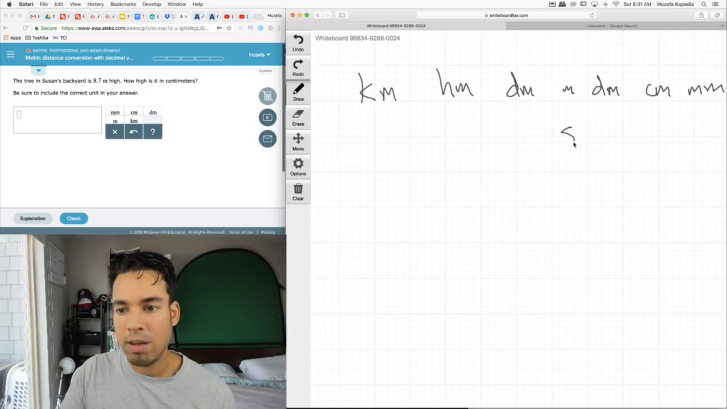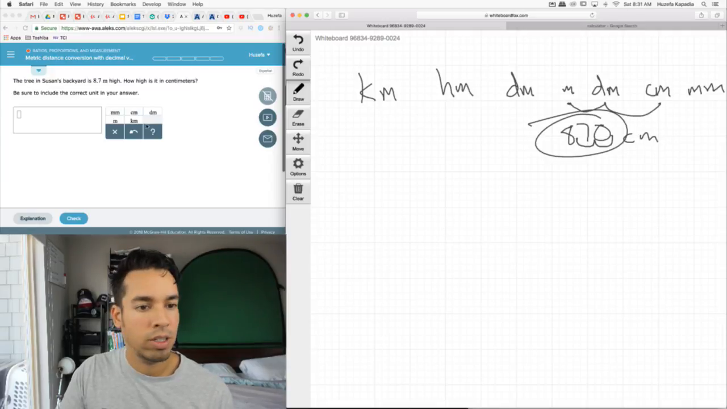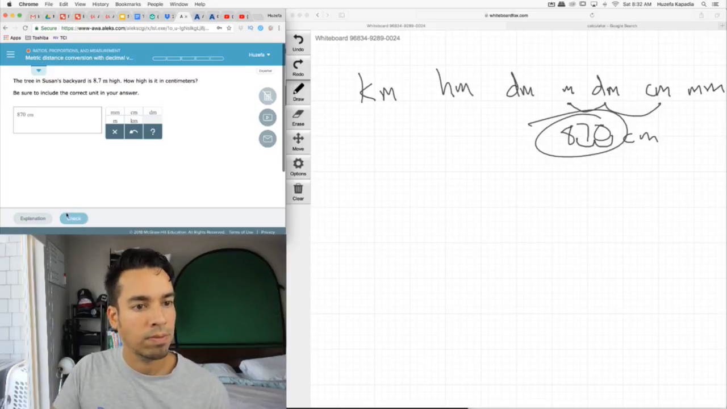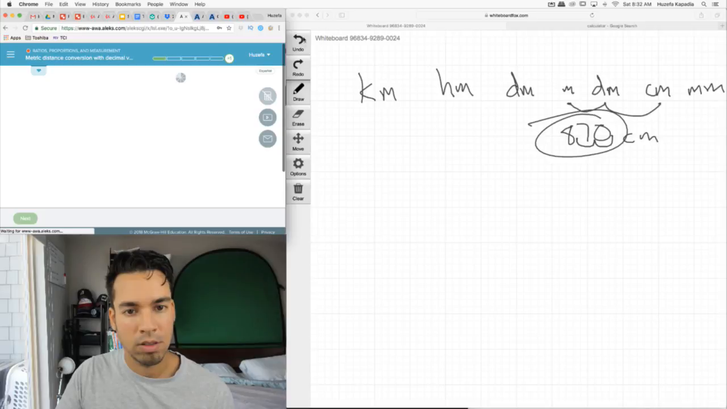If I got 8.7 here and we're going to centimeters, we're moving the decimal once, twice. So I go 1, 2, and we can get our answer: 870 meters. Oops, I mean centimeters. Okay, next.